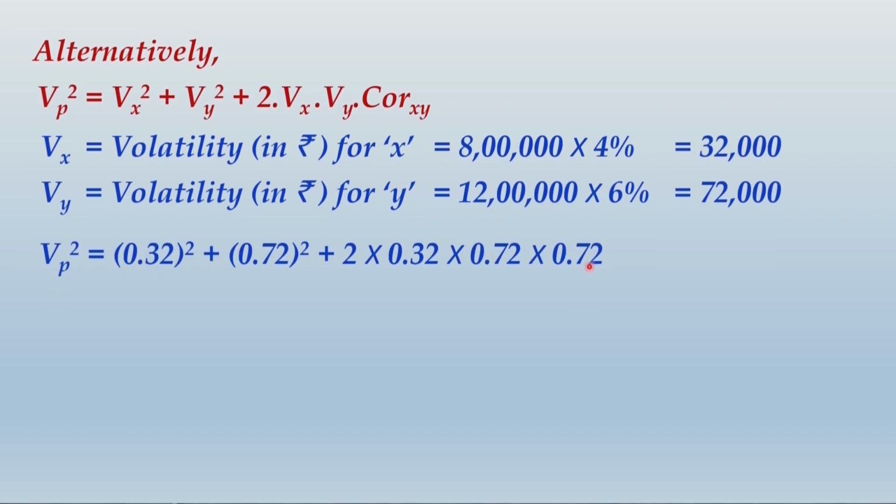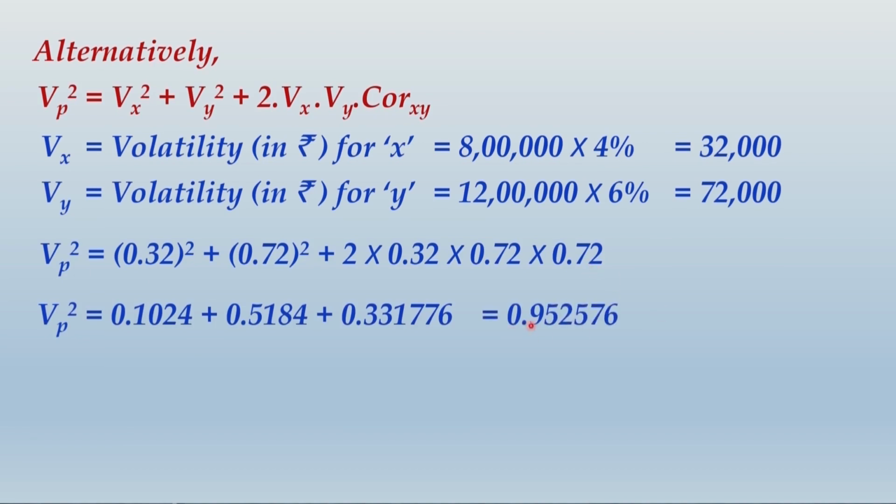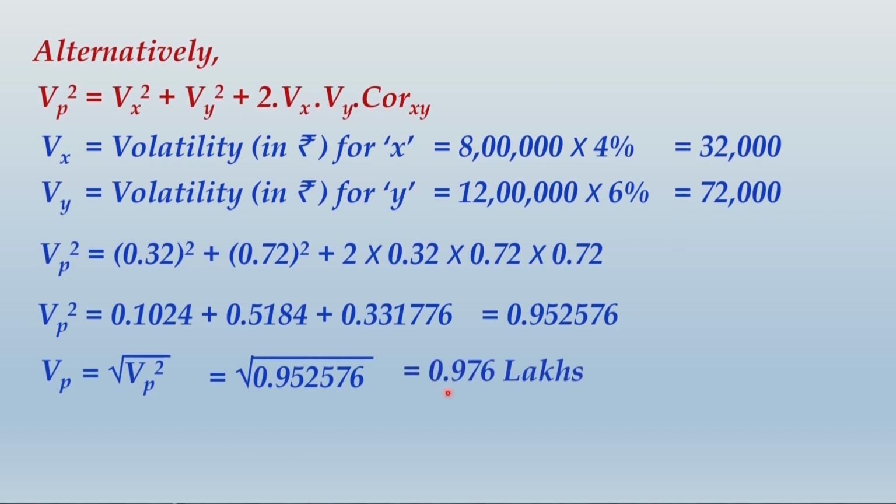So here the Vp square equation is first traced out, and you can see when you apply this calculation, Vp square value comes to this. So Vp will be square root of Vp squared, and that will be square root of 0.952576, and that gives you 0.976. Notice one thing, because 32,000 and 72,000 we have taken as 0.32 and 0.72, these were basically values in lakhs, and therefore the final result will be in lakhs, and so Vp comes to exactly rupees 97,600. This alternative approach is also usable for making the same calculation. So both the approaches can be used by you, whatever you find more convenient and comfortable. So do one thing, you first note down this and then we shall move ahead.